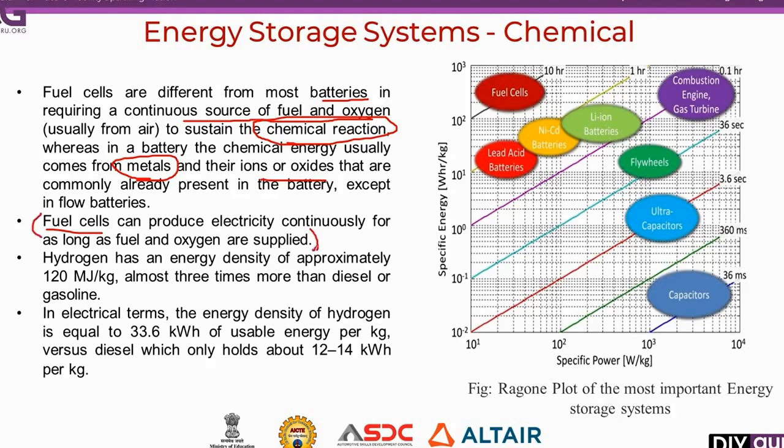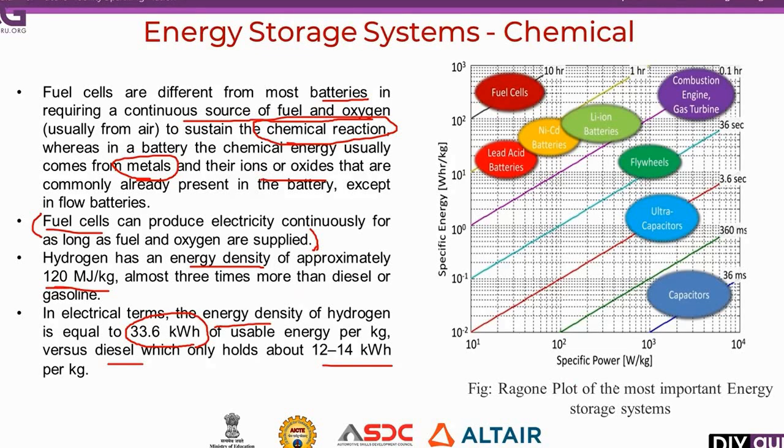Even though the production is complicated, the energy density of hydrogen is around 120 megajoules per kilogram, which is 3 times greater than the energy produced from diesel or gasoline. See, in terms of electrical, the energy density of hydrogen is around 33.6 kilowatt hour per kg. In turn, in the case of diesel, it is only 12 to 14 kilowatt hour per kg. This is the introduction of the hydrogen fuel cell.